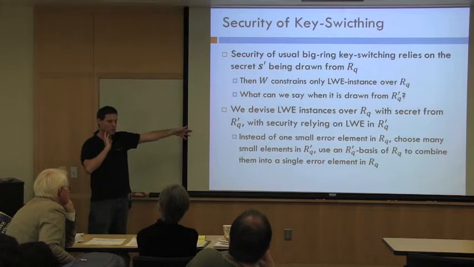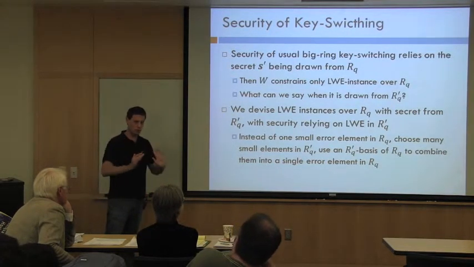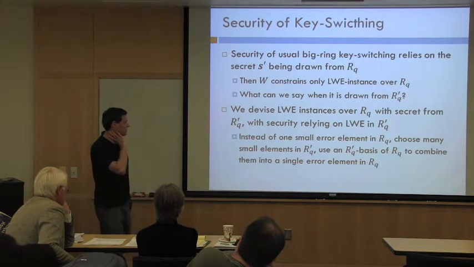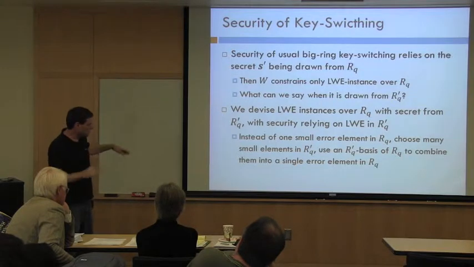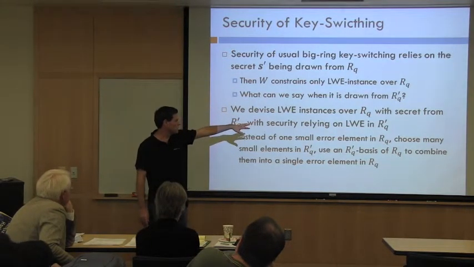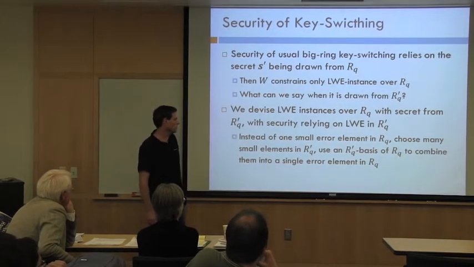This is the thing we started from. We said it's permissible to rely on security in the small ring. The noise to modulus ratio is good enough to do that. So can we get that? And it boils down to what you need to do is to get LWE instances in the big ring that have secret from the small ring where the security relies on LWE in the small ring.